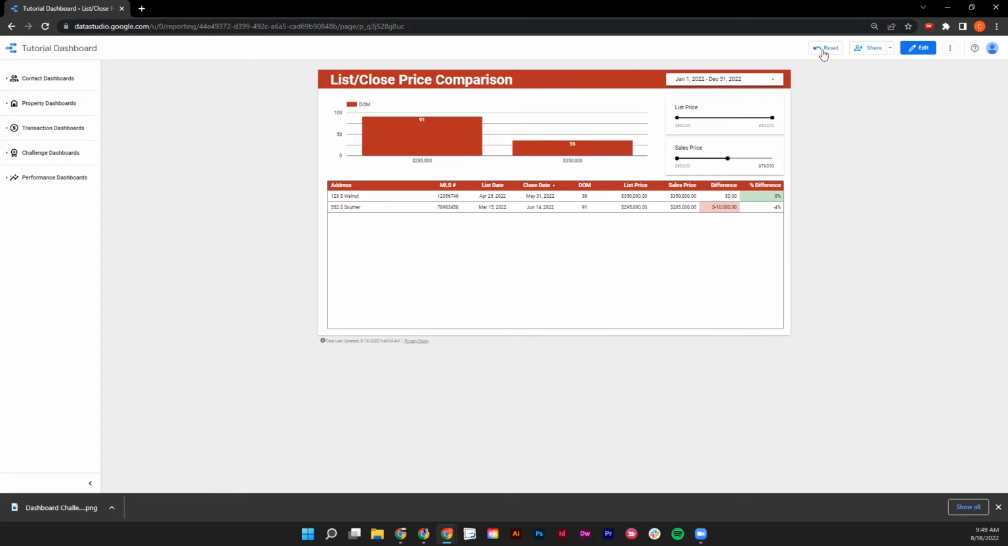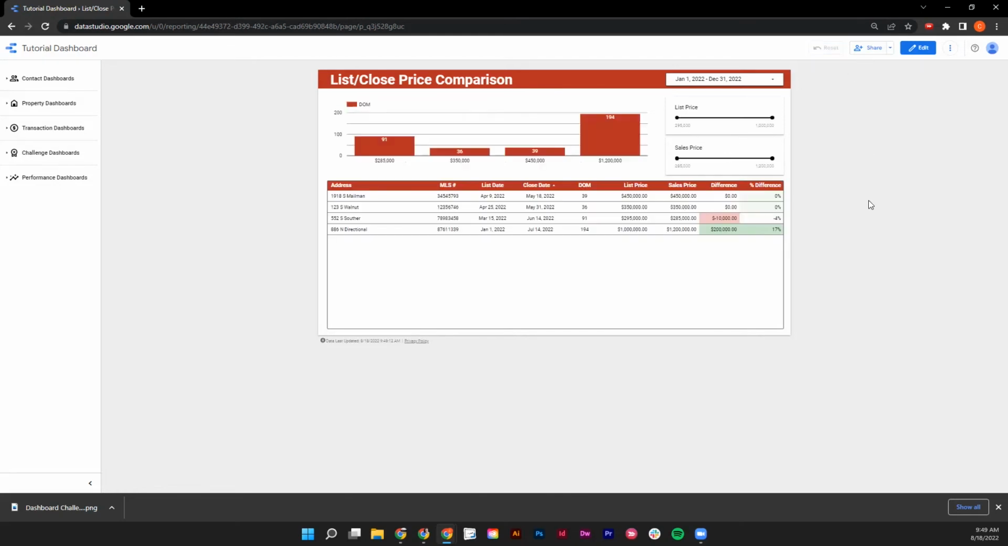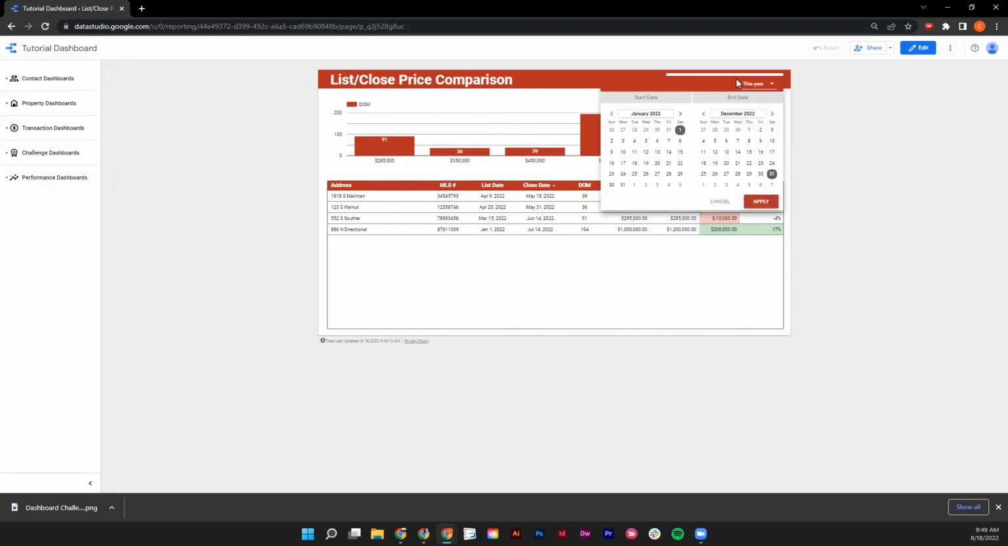Now, the last cool piece of this listing close price comparison is on the top right hand side. You have a filter so that you can sort by any given date range to better understand how all of your listing closing price is going to be affected over time.